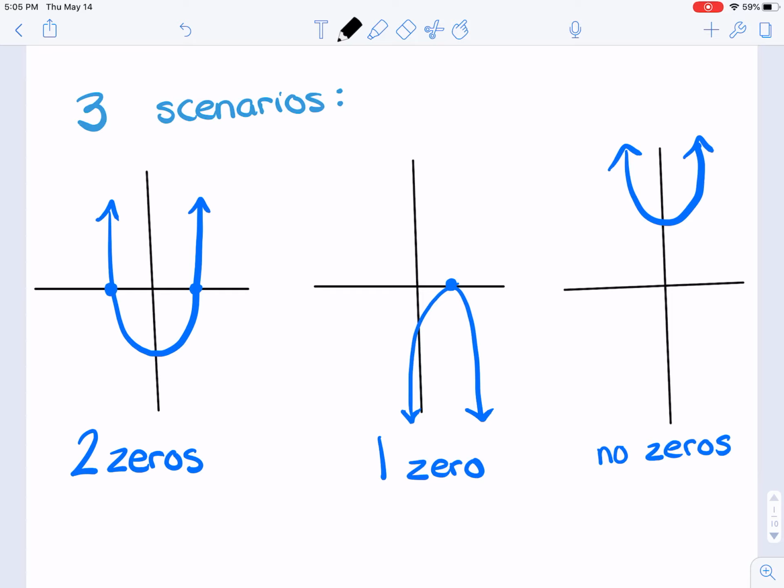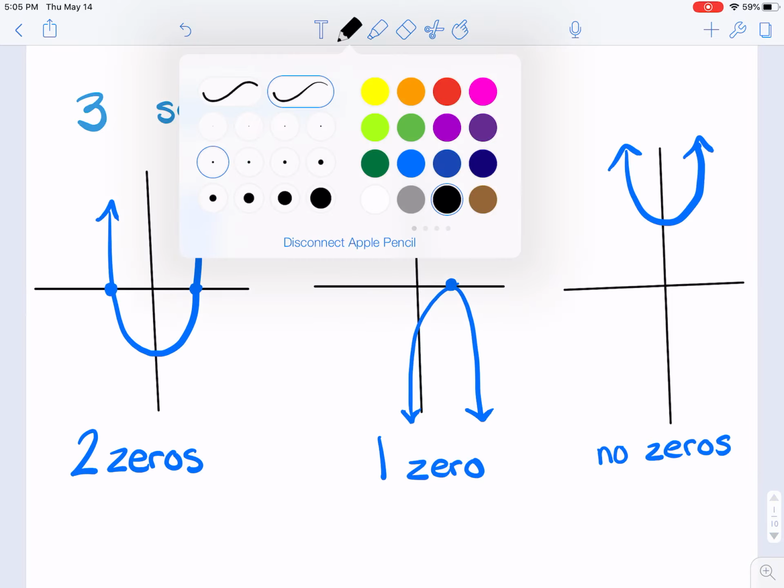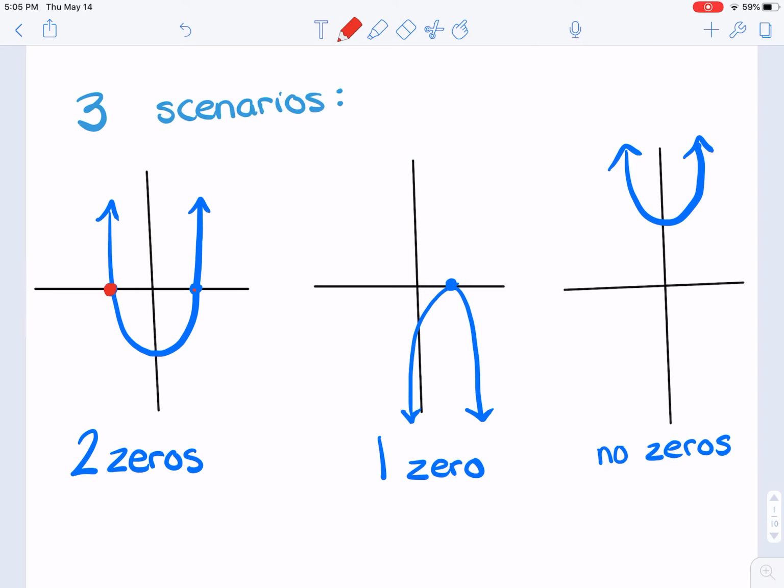You can either have, in the first example, two zeros. In this first example, it crosses the x-axis in two places, and that's just based on its positioning on the graph. In the second example, it has 1 zero, and this 1 zero is also, vocab word from last section, the vertex. It's a coincidence that the exact point that it touches the x-axis is also the vertex. So in that circumstance, there's only 1 zero.